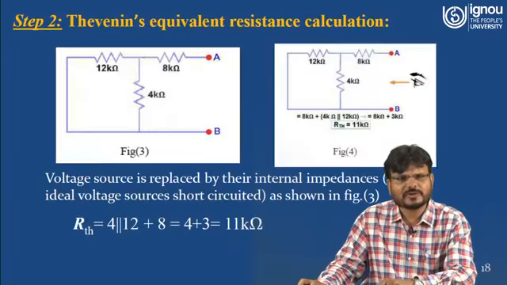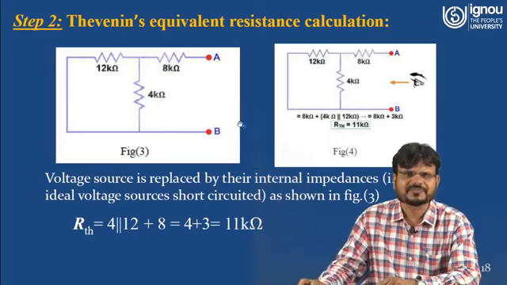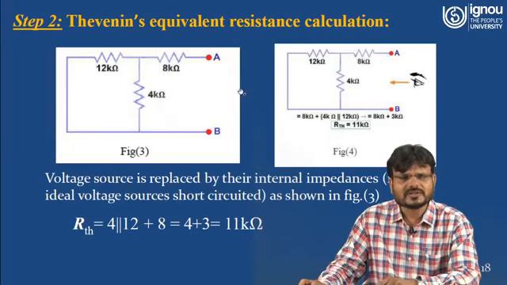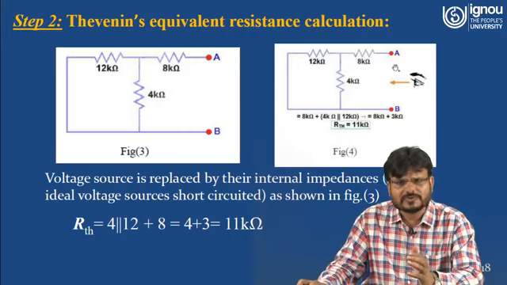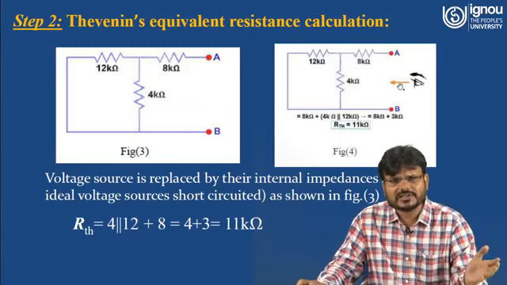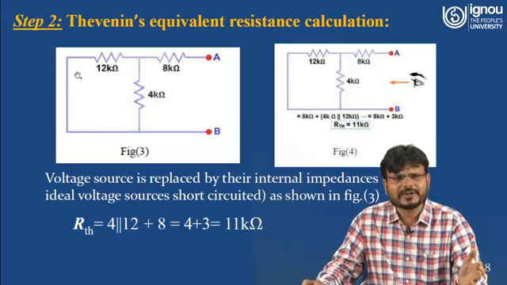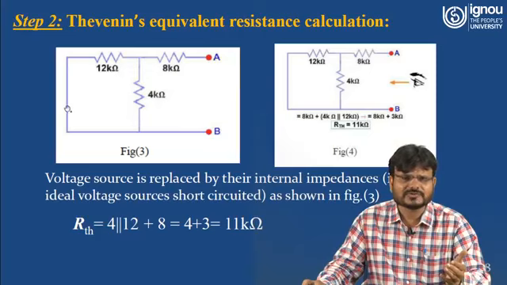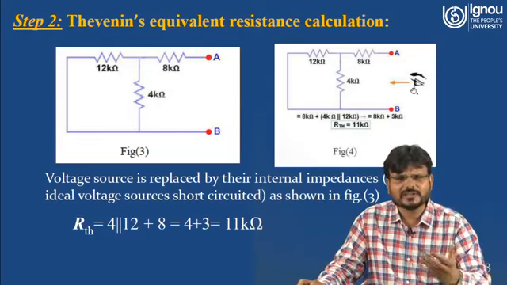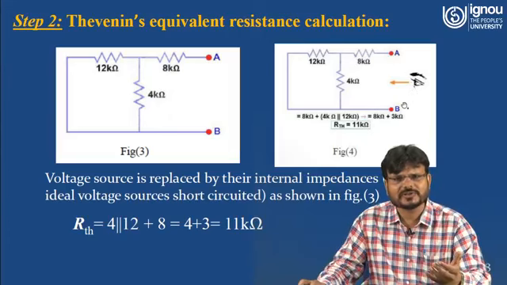The second step is you have to find the Thevenin equivalent resistance. So what is the Thevenin equivalent resistance? It is the equivalent resistance looking from two terminals into a network, while all independent energy sources are replaced by their internal resistance. So there was one ideal voltage source, so it is replaced by a short circuit. Now you have to find the equivalent resistance, because you are looking from terminals A and B.